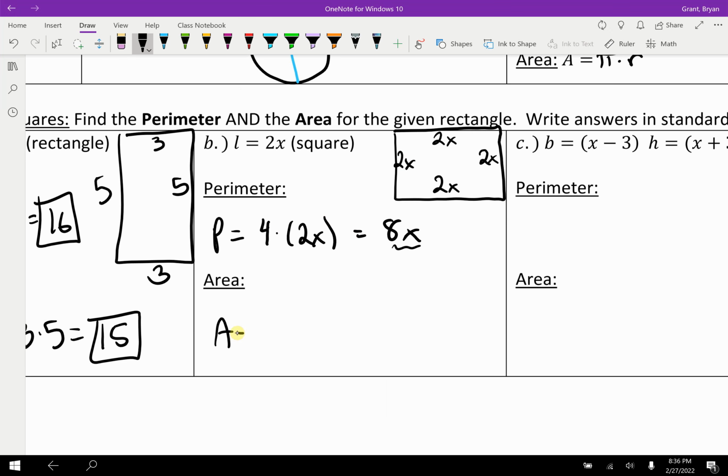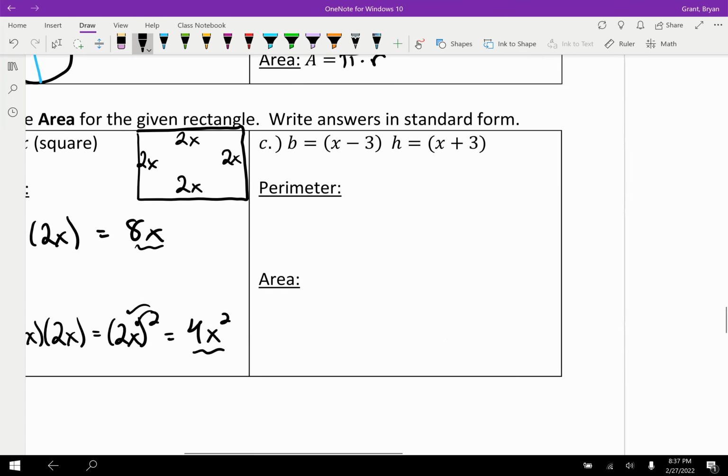Our area is normally the base times the height. However, they're actually the same. So you could say it's 2x times 2x. Or you could also say it's 2x squared and distribute the square. Regardless, though, you should get an answer of 4x squared.